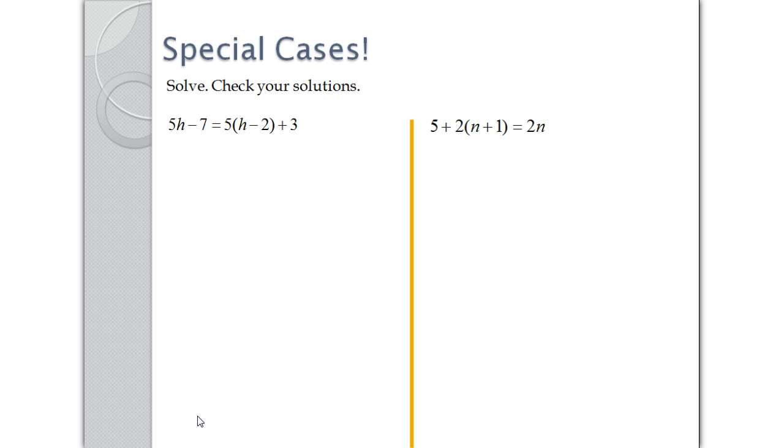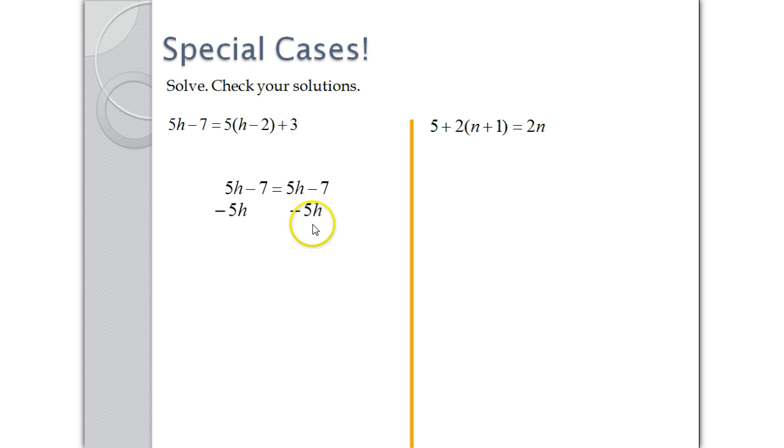Hopefully, whenever you simplified the first problem, you ended up distributing and then combining like terms, and you should have gotten something like this: 5h minus 7 equals 5h minus 7. If you follow your steps at this point, the next thing would be to get the variables to one side. So let's move the 5h with the other 5h. Remember, you need to move the entire 5h, not just the h, so you need to subtract 5h from both sides.